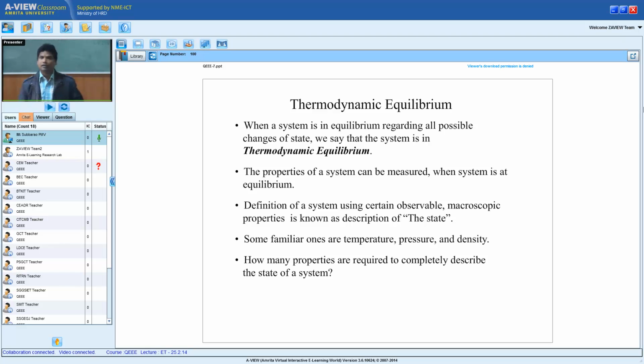Not only electrical, not only mechanical, not only bio, every aspect of engineering it is essential. Otherwise, you can never have your life going on very easily. Thank you. Any more questions?